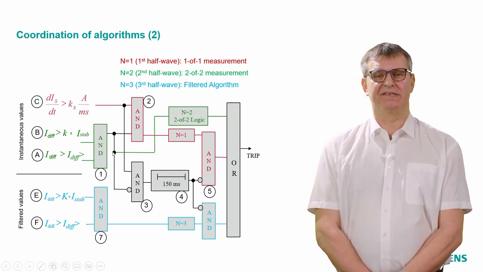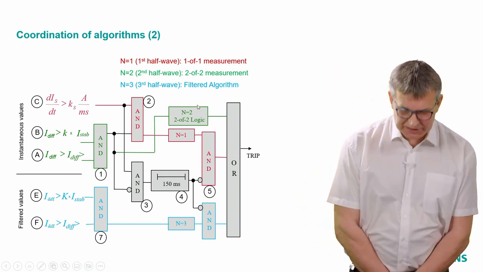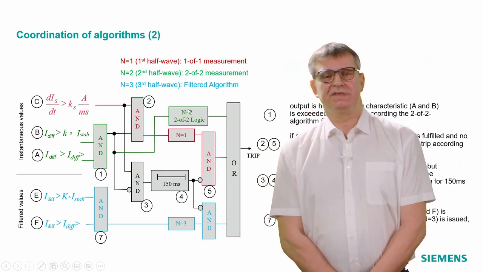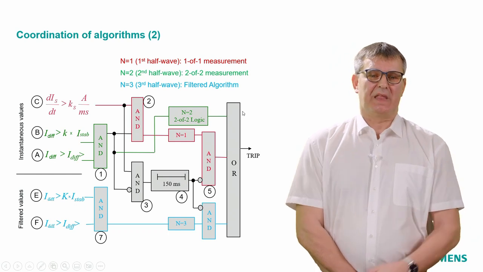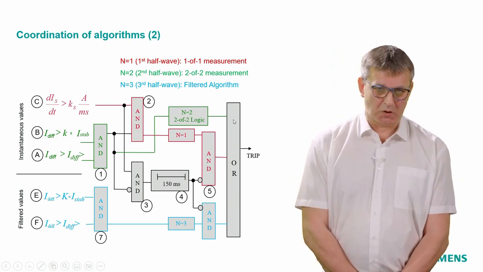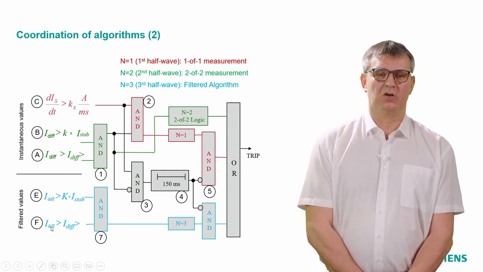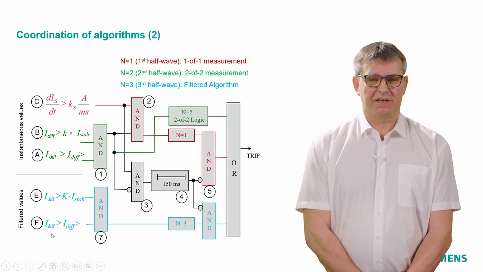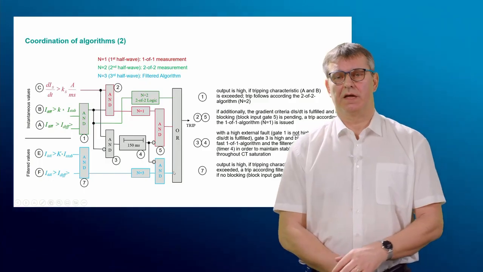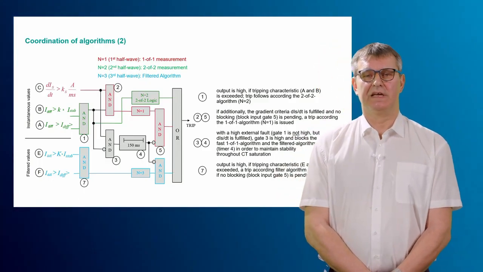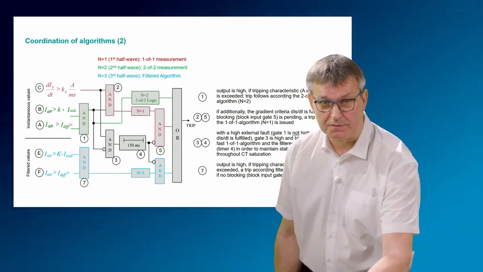We will start the 2/2 logic here in this green way. So that means we will not immediately trip with the 2/2 algorithm. We will start a 2/2 logic, which will come in the next slide. And also in parallel, if not blocked, we have our filtered algorithm, which has also its own logic and can separately trip the busbar. Okay, and here that's hopefully the explanation I have given to you now, if you want to read it later on your own.